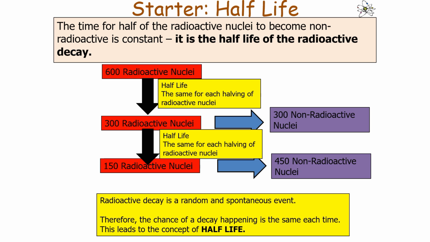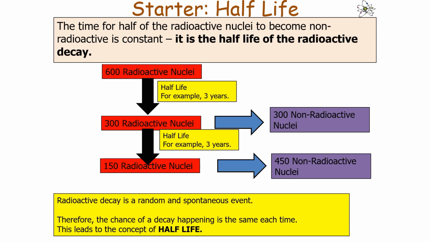So it's important to note that because the chance of decay happening is the same all the way through the process, regardless of how many nuclei there are, we have the idea of half-life. It is a fixed value, and it's common throughout however many decays there are, because the chance of decay happening is the same each time.